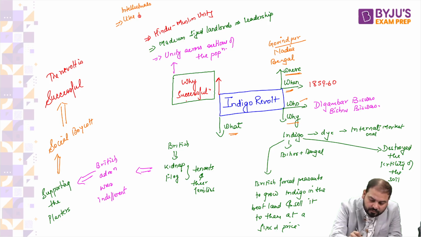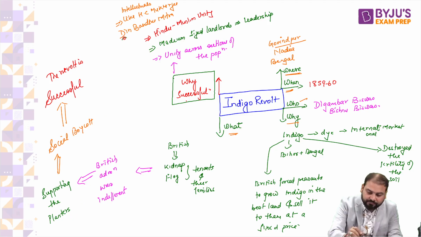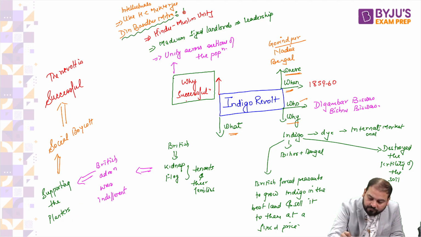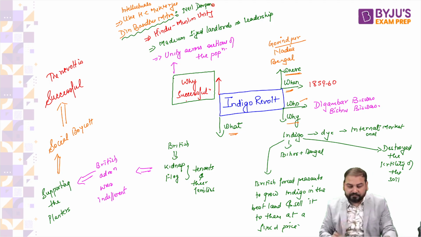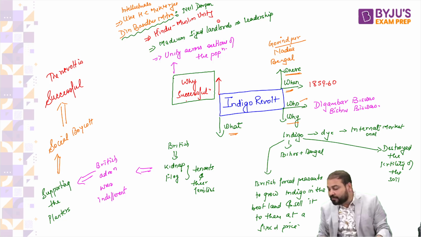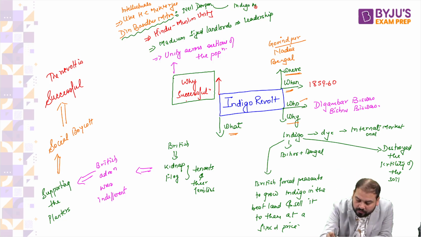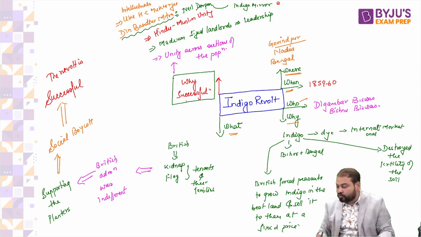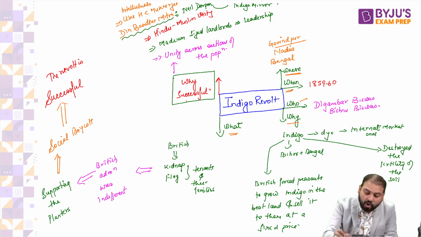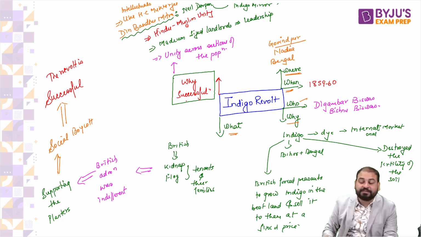intellectuals like Harish Chandra Mukherjee, and very, very important, have you heard Deen Bandhu Mitra's name? He wrote a very famous play known as Neel Darpan. What is Neel Darpan? Neel Darpan means indigo mirror. So through this play, he highlighted all the injustice which was being done to them.